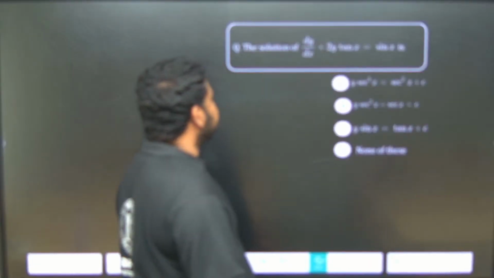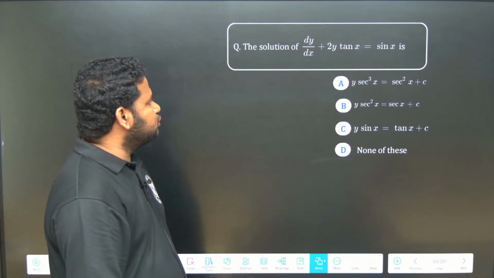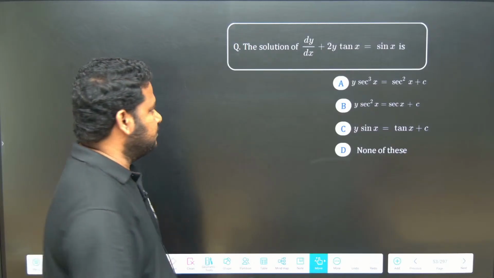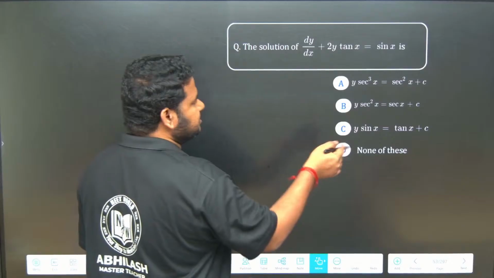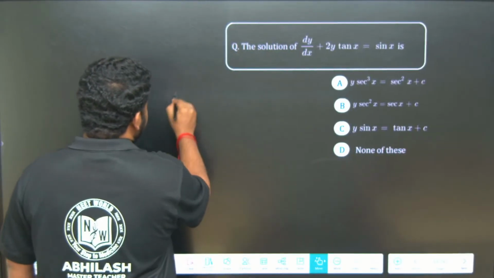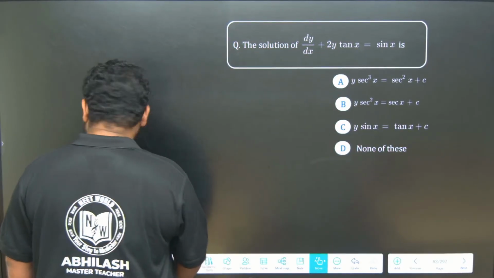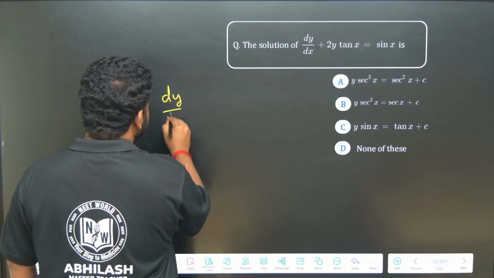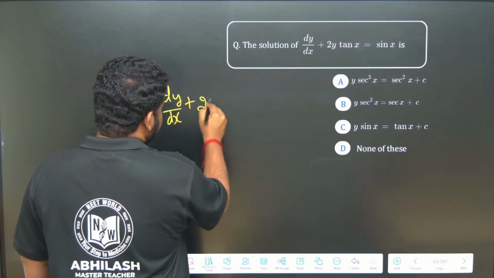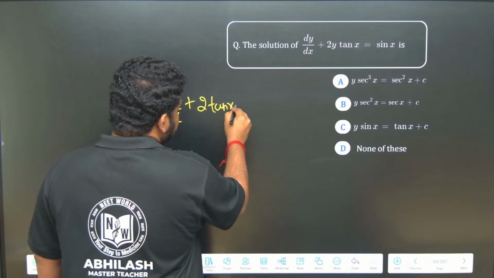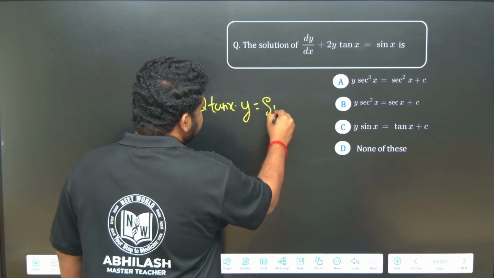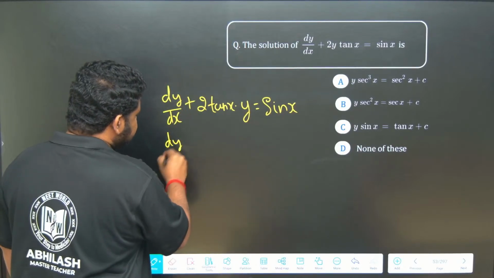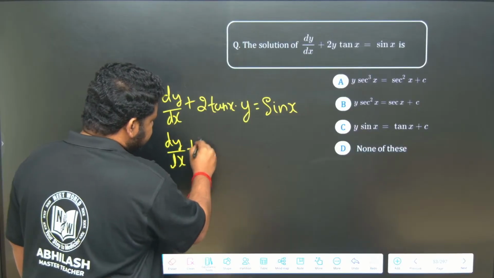So this is the question that they have given. They are asking us to find the solution of dy by dx plus 2y tan x is equal to sin x. So this is of the form dy by dx plus 2 tan x into y is equal to sin x, because I brought it to our standard form. This is dy by dx plus p times y is equal to q.